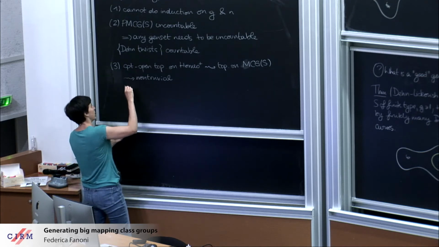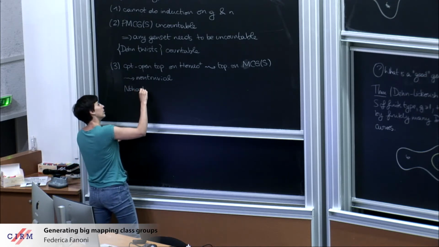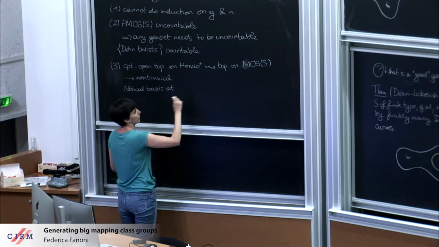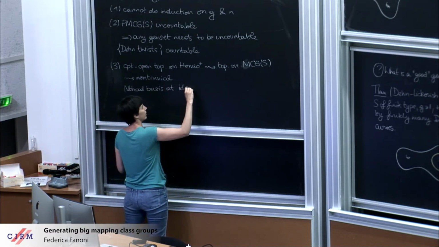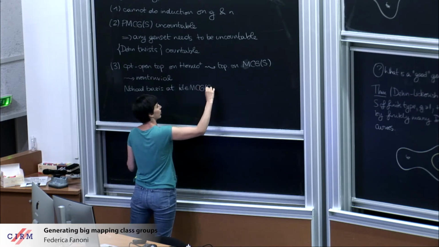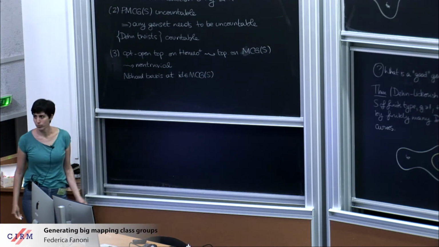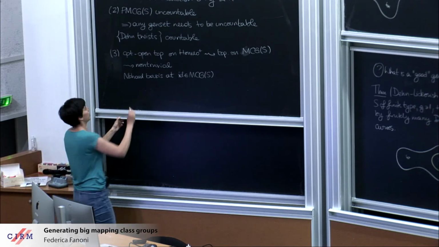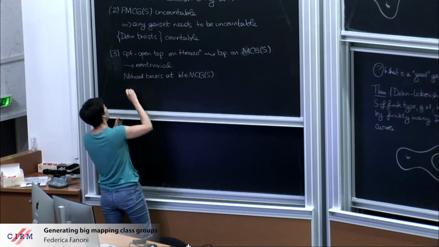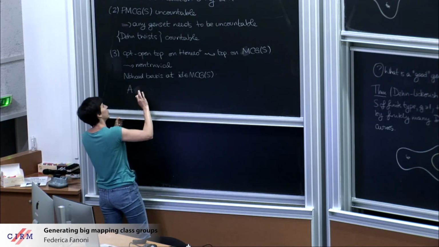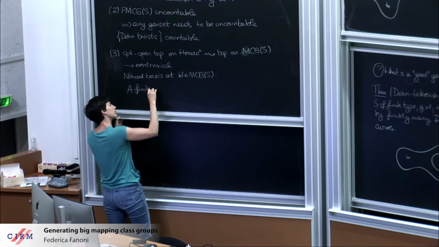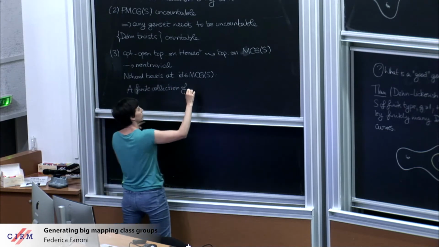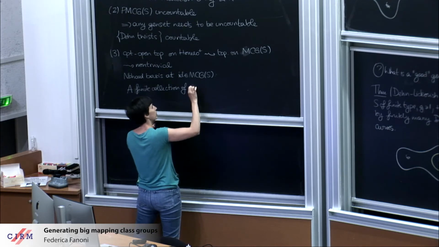And we can give a very concrete description of this topology. So a neighborhood basis, let's say at the identity. How do I say what elements close to the identity are? I pick A, which is a finite collection of homotopy classes of simple closed curves.